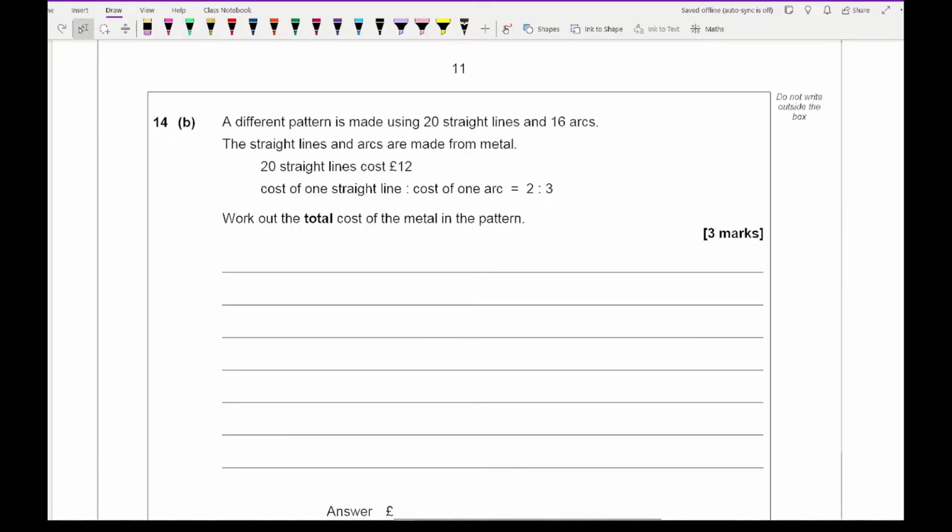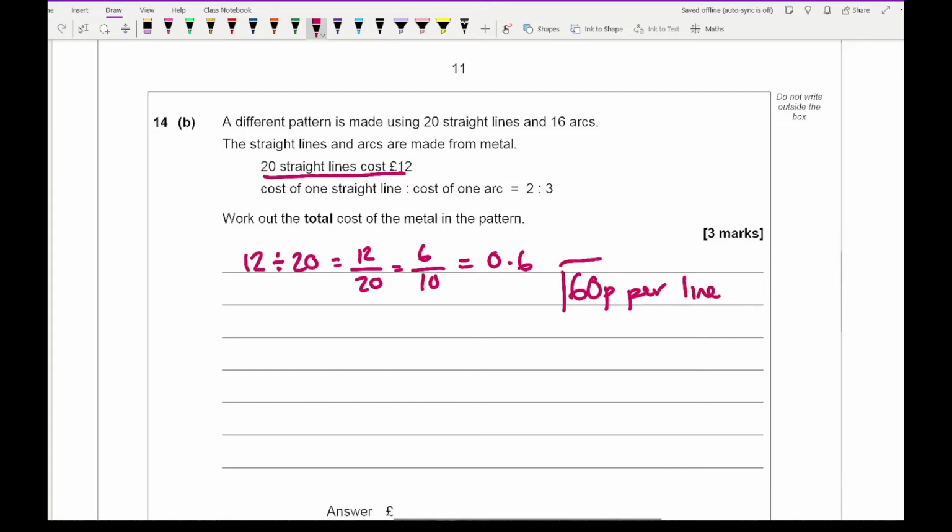So looking at question 14b, it says that a different pattern is made using 20 straight lines and 16 arcs. The straight lines and arcs are made from metal. 20 straight lines cost £12, and the cost of one straight line to the cost of one arc is 2 to 3. Work out the total cost of the metal in the pattern. So the first thing we need to do is work out the total cost of one straight line, and we can do that by using this information here. So if I do 12 divided by 20, so 12 over 20 is 6 over 10, which is 0.6, so it costs 60 pence per line. Let me just put that in a box.